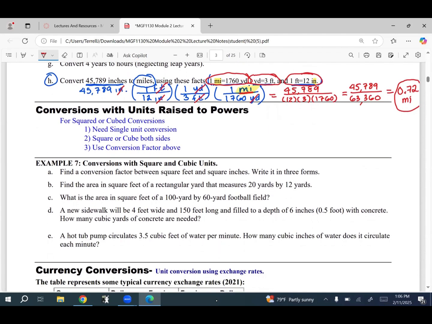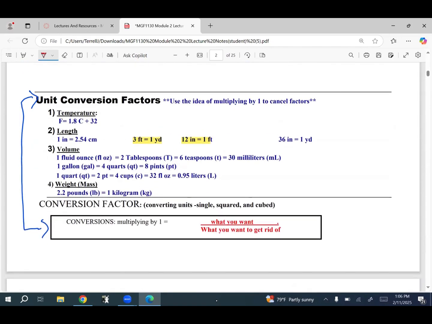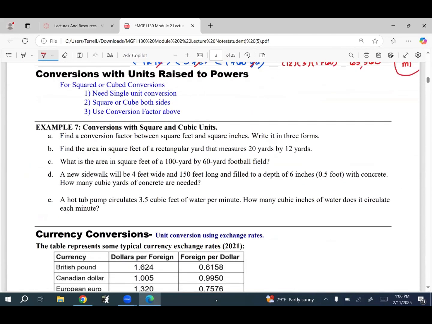It says find a conversion factor between square feet and square inches. Okay, so let's look above for a second. There is a conversion between feet and inches. Oh yeah, there is. Feet and inches, sorry. But the problem is they ask for square feet and square inches. So that's not the same. I can't just say 1 foot is 12 inches. We want square feet. So I'm going to show you how to get that.